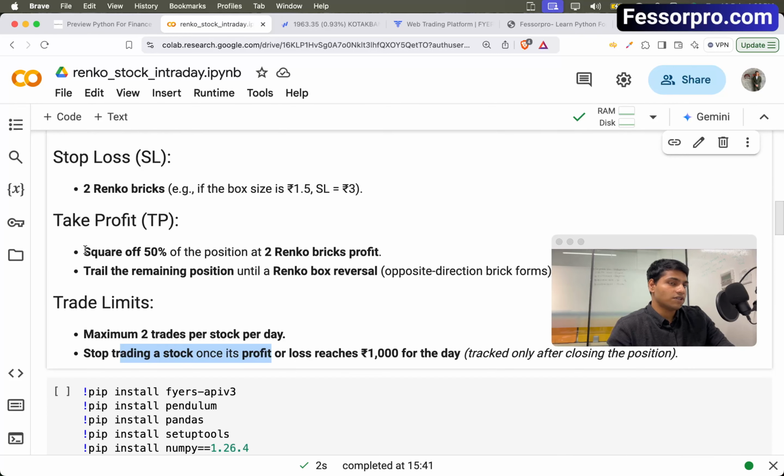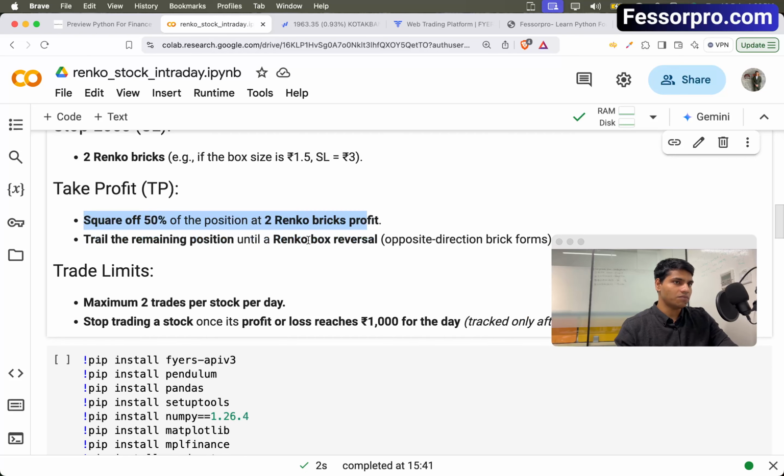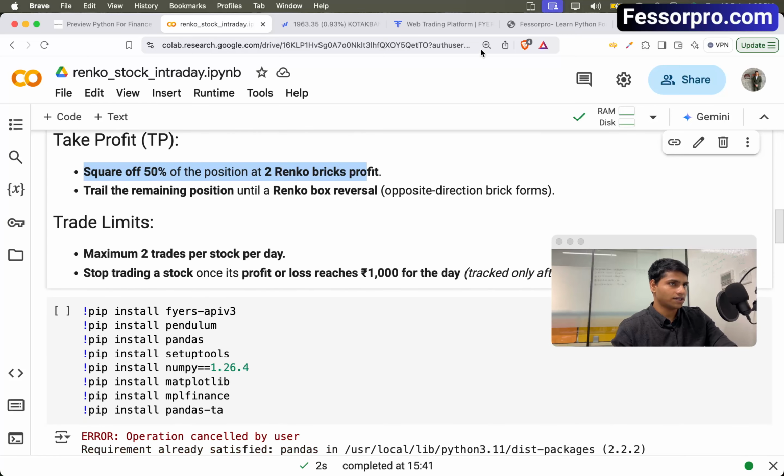Okay. So we will square off 50% of our position when we reach our take profit. And once we reach our take profit, we will change our stop loss to trailing stop loss. You can see I've written: trail the remaining position until a Renko box reversal, opposite direction breaks form.